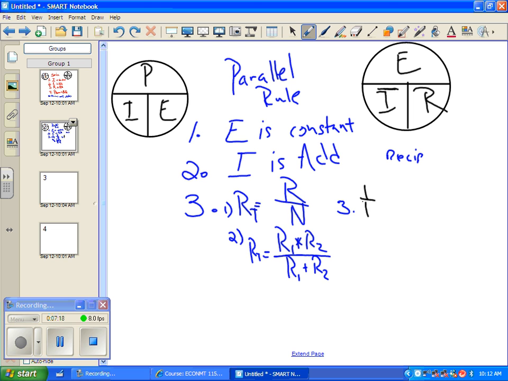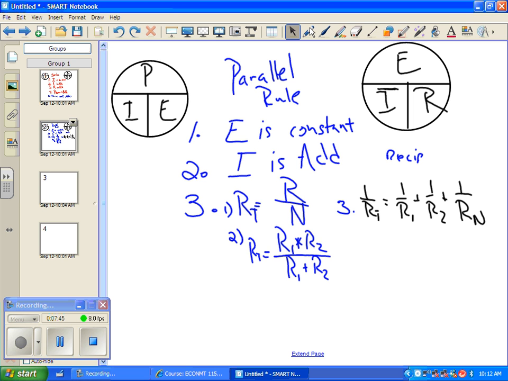1 over RT is equal to 1 over R1 plus 1 over R2 plus 1 over however many you may happen to have. So we're going to call that R sub n. So that could be 1 over R1 plus 1 over R2 plus 1 over R3 plus 1 over R4 plus 1 over R5. However many you may have, you just keep adding the reciprocals up, and then to get the resistance total, you take the reciprocal of that.